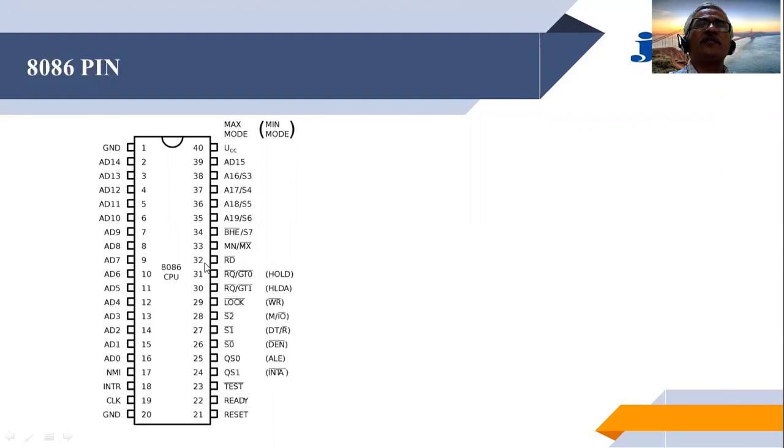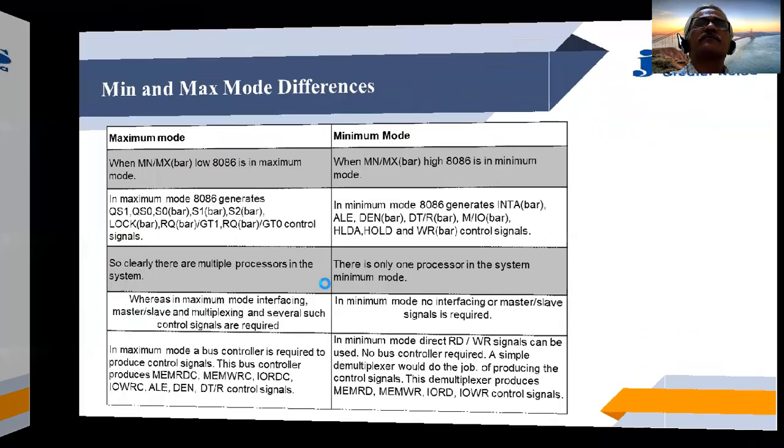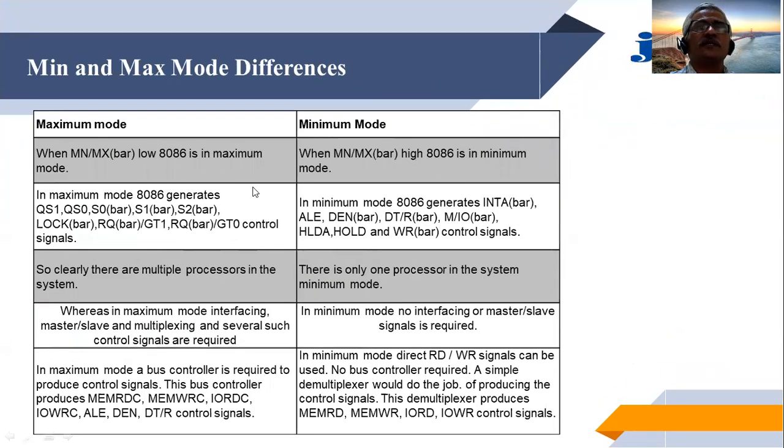Then we have the signals which change their meanings when we operate this in the maximum mode. We find that instead of hold, we have the request or grant 0, request or grant 1, then lock, then you have the status signals S0, S1, S2, and the queue status signals QS0 and QS1. So with these signals, let's now discuss the differences between the minimum and the maximum.